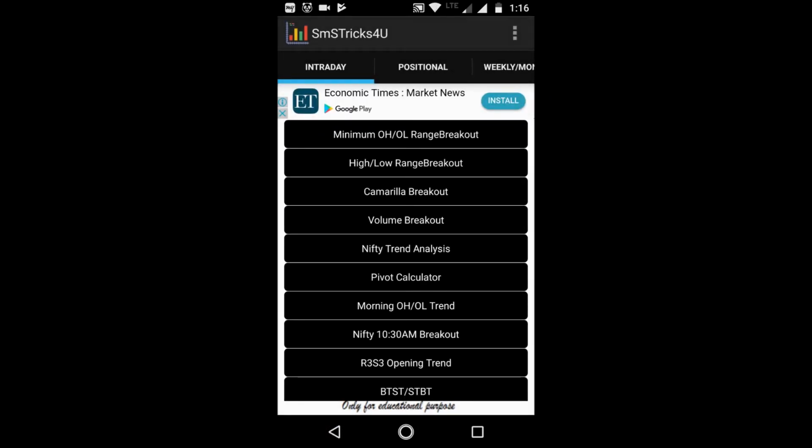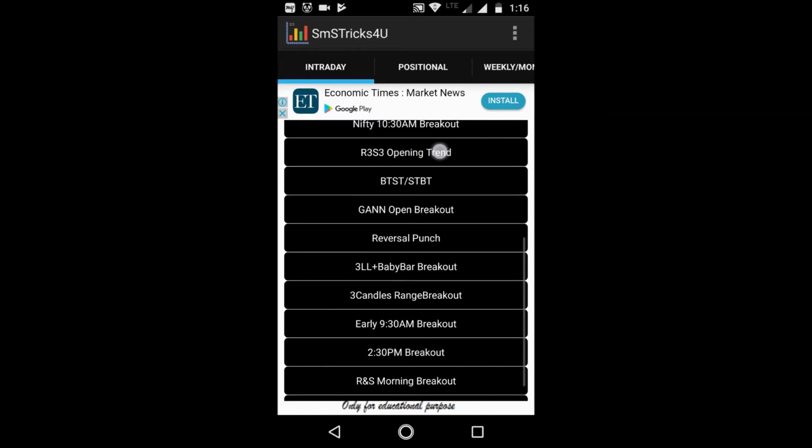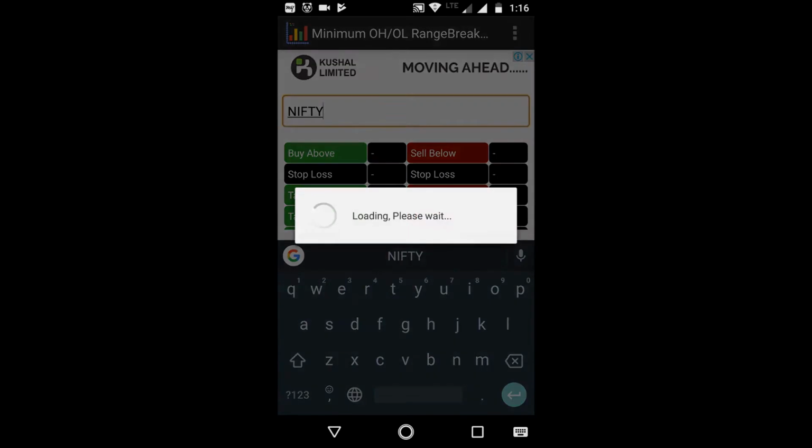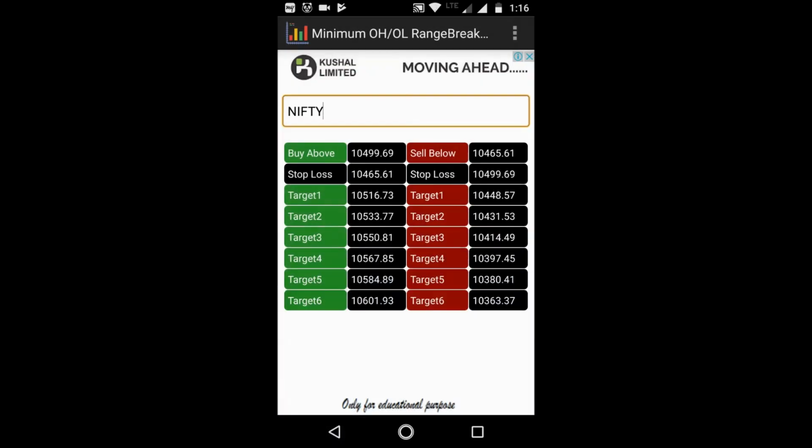Now, as I told, the entire application is divided into layers: intraday, positional, and weekly. Suppose you have identified yourself as an intraday trader. You can see there are multiple strategies inside intraday trading. Let us stick to one strategy. A person can grow only if he is consistent towards a particular strategy. So you need to stick to a strategy and trade consistently in that strategy. Let us take the example of minimum OHOL range breakout. You can see the minimum OHOL range breakout is giving signals of buy and sell.